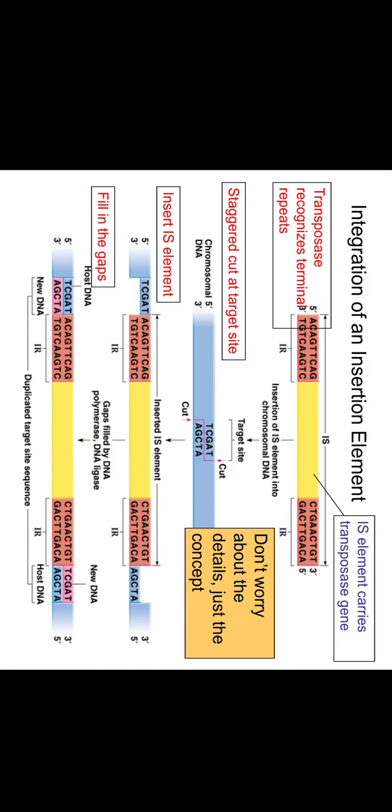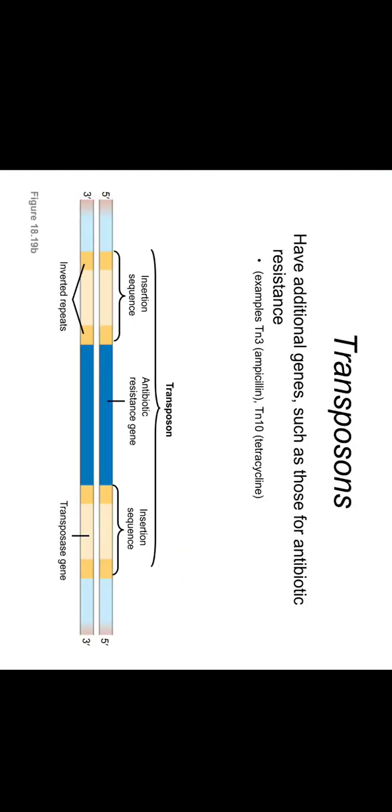As you can see in this blue part, you can clearly see how they are staggered cut in the target site. After that, the insertion sequence is carried in, which you can see in the yellow part. Now, the gaps are filled by the DNA ligase enzyme. This is how an insertion sequence gets introduced into a chromosomal DNA, or integrates into a chromosomal DNA.